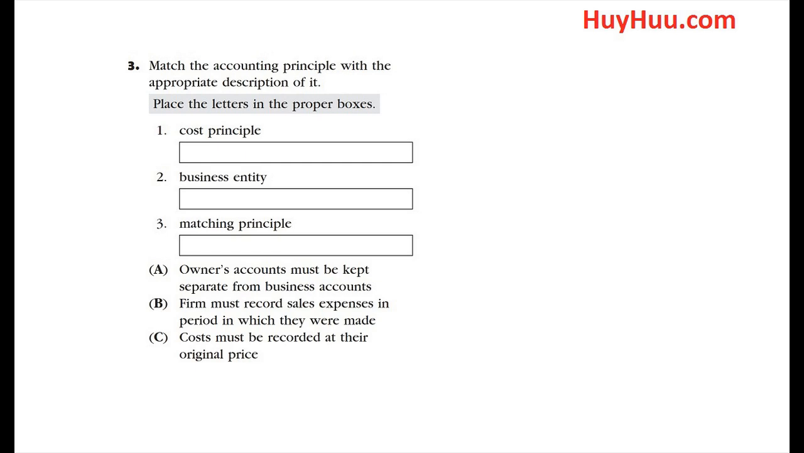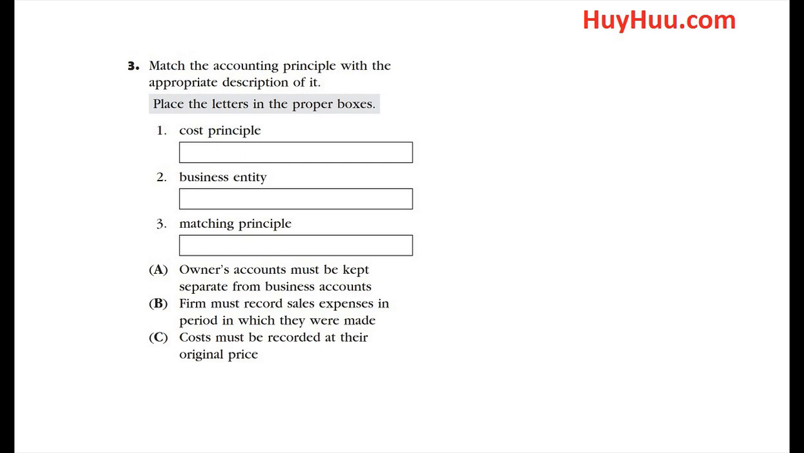First, the business entity principle. Who could explain that principle? Elaine? It means that a business has to keep its accounts separate from its owner's account. Is that right? Indeed it is, Elaine. It means an owner's assets and liabilities are not the same as his or her business's assets and liabilities.